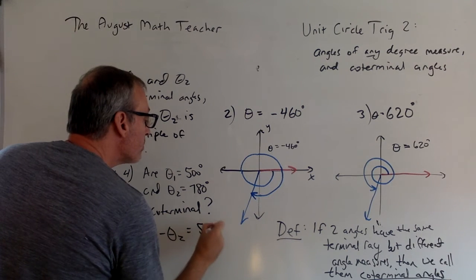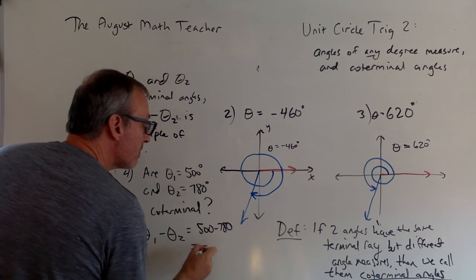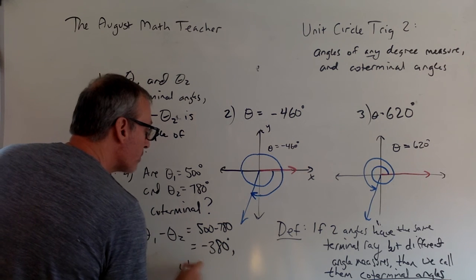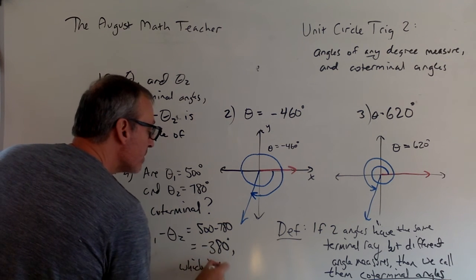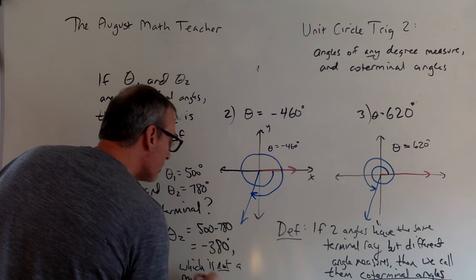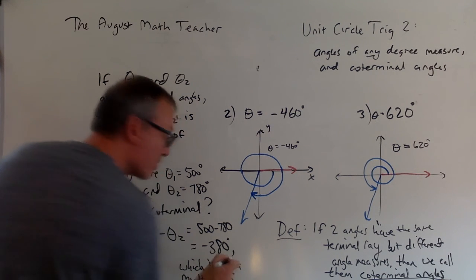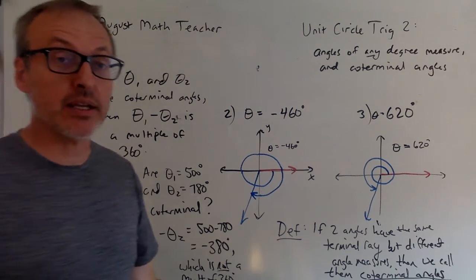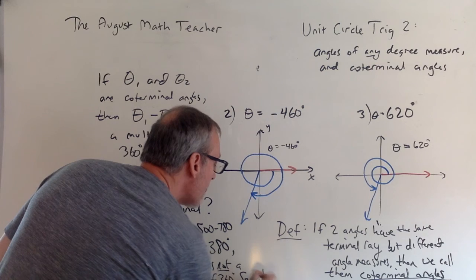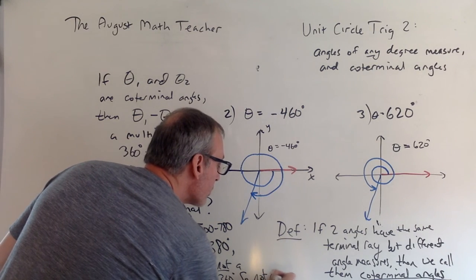But we're doing 500 minus 780, which is negative 380, which is not a multiple of 360. They're not 360 apart, or 720 apart, or 1,080. It's a multiple of them. So no, these are not coterminal. They don't land in the same spot.